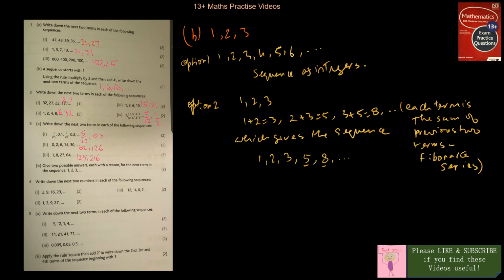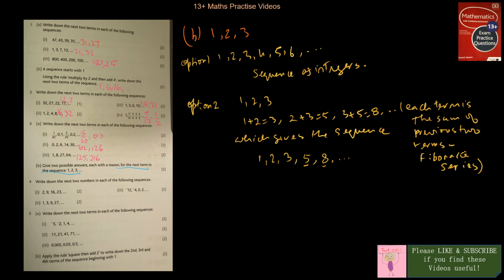And for the next one, B: 1, 2, 3. Give two possible answers, each with a reason, for the next term in the sequence 1, 2, 3. So the next term could be 4, 5, 6, 7, 8, and so on, which is a sequence of positive integers.